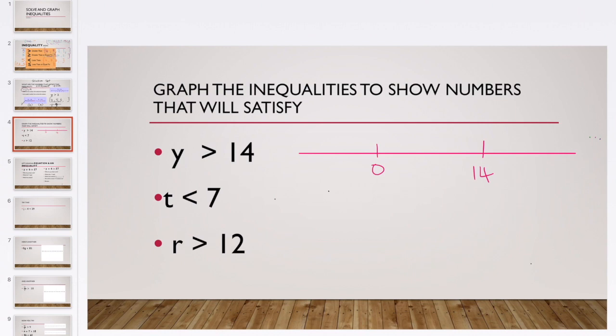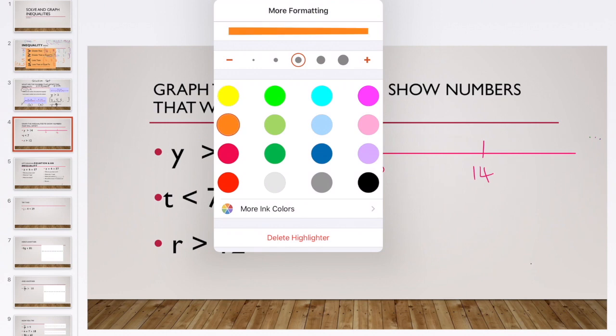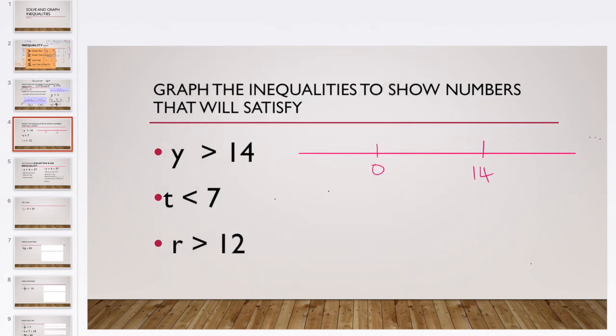Y is greater than 14. All the numbers that are greater than 14 should be highlighted. So all the numbers that are greater than 14 lie on this side of the graph. So I have 14 as an open circle, and my numbers are 15, 16, 17, and so forth.